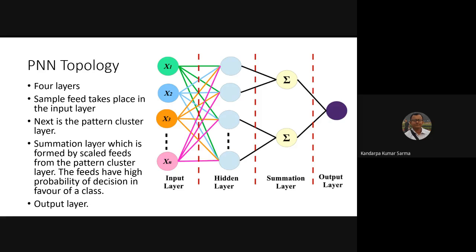So here the class conditional probability values of all the neurons are calculated. That will be summed, and then in that summation block, if the class conditional probability value for a particular class is favored, the decision shall be considered in favor of that particular class. So that is how the PNN functions.